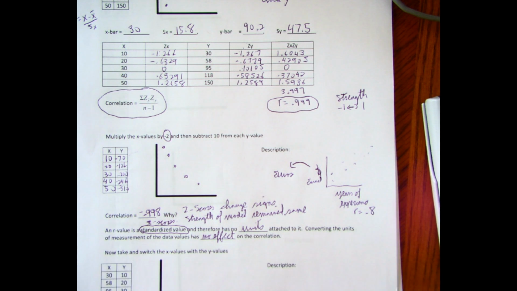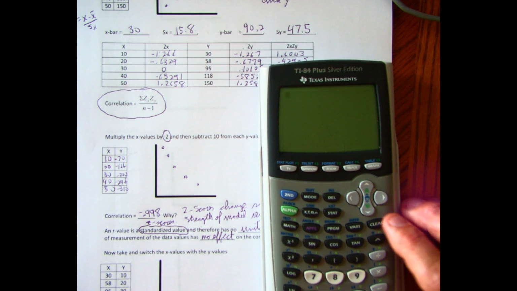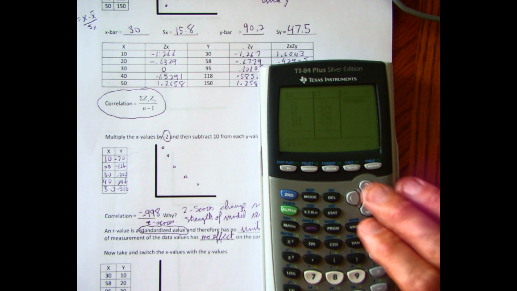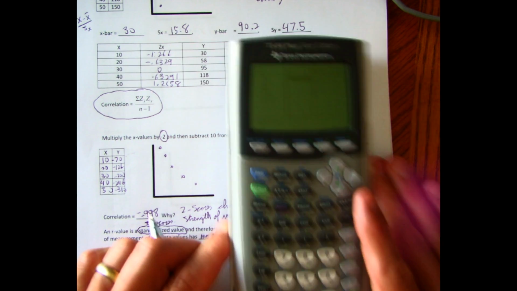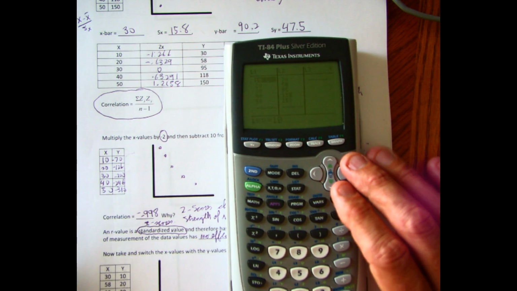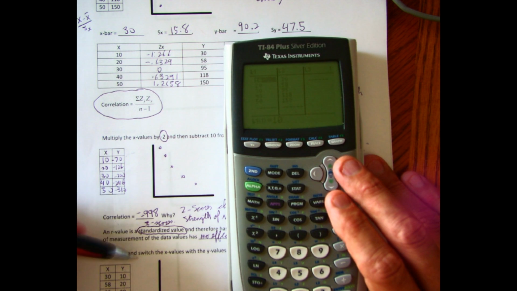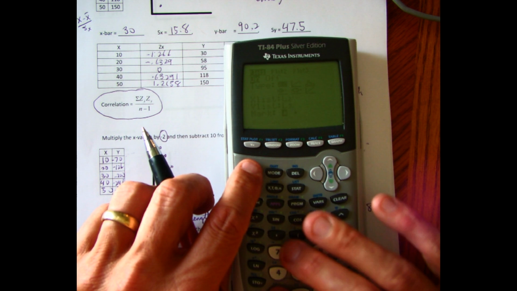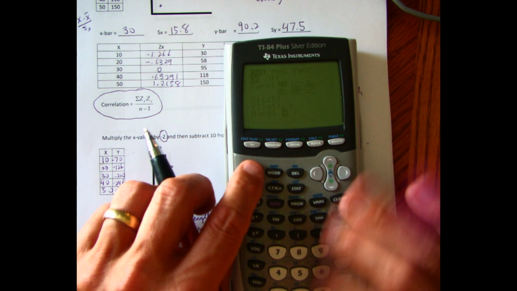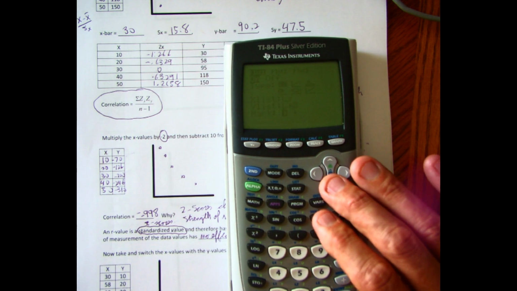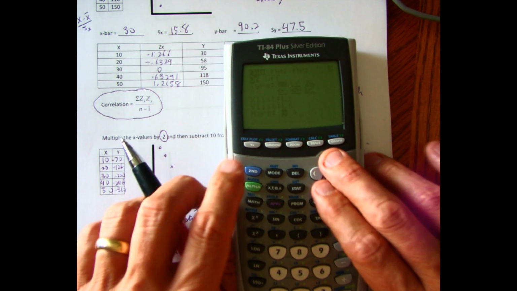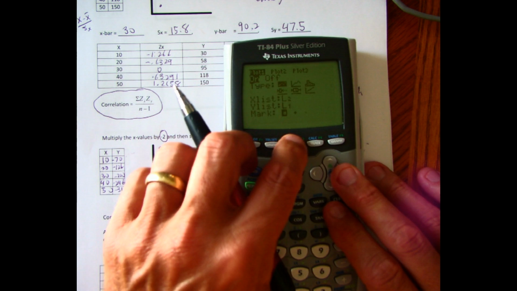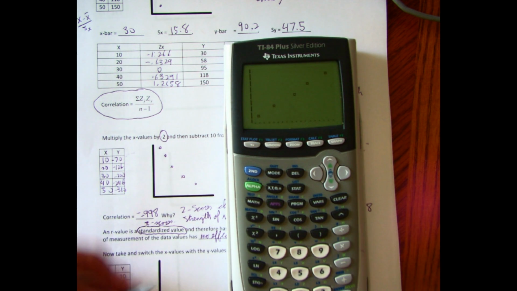Okay. So now the next thing they want us to do is they say, okay, take the original plot. So I'm going to go to stat, edit. I'm going to just cancel out L3. And I'm going to say, okay. Now what they want us to do is to switch the x and the y values. So I'm going to go to plot, and I'm going to make L2 my explanatory variable and L1 my response variable. Okay. So then I go to zoom 9 and look what the graph looks like.